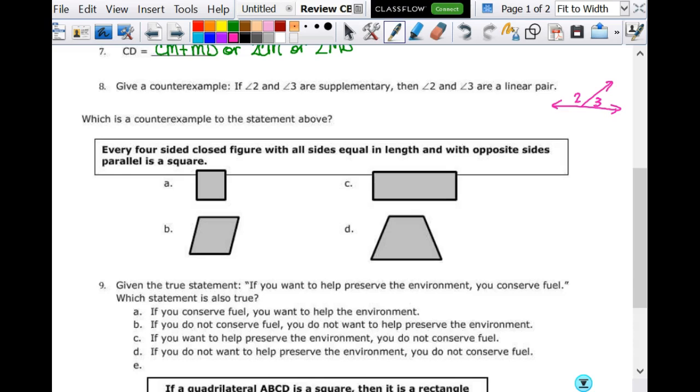If I want the first part to be true, I want them to be supplementary, but not a linear pair, it could look like this. So this is not my counterexample. This is my counterexample because they do not have to be adjacent.